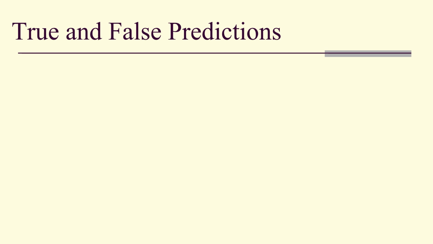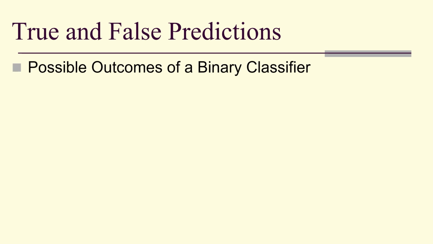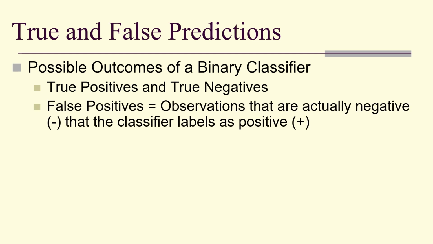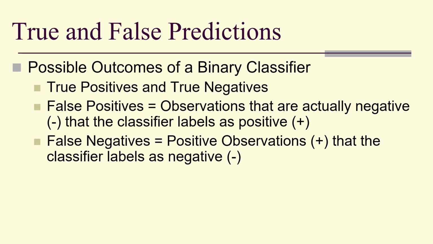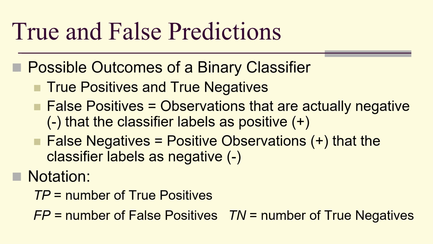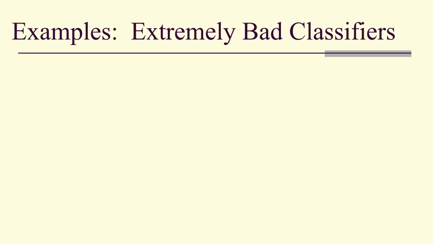So these true and false predictions are the possible outcomes of a binary classifier: true positives and true negatives. False positives, observations that are actually negative that the classifier labels as positive. False negatives, positive observations that the classifier labels as negative. Now our notation: Tp will be the number of true positives, Tn the number of true negatives, Fp the number of false positives, and Fn the number of false negatives.